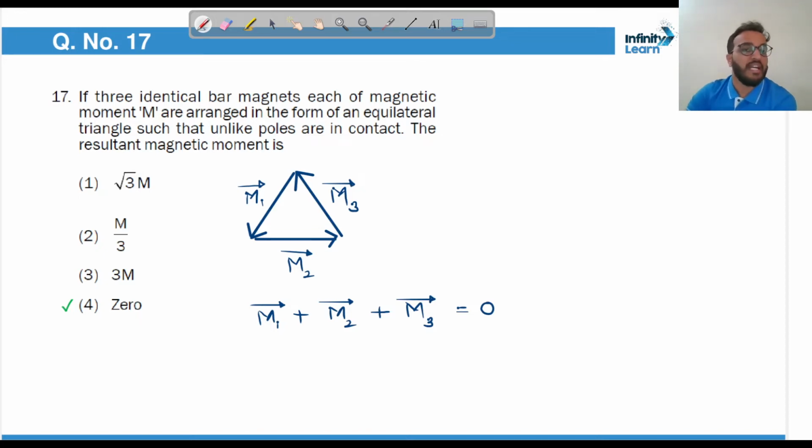17th. Three identical bar magnets, each of magnetic moment M, are arranged in the form of an equilateral triangle such that unlike poles are in contact. So they are forming a closed triangle. And if three vectors are added in a closed triangle, their vector sum is always 0. That is why the net answer will be 0.